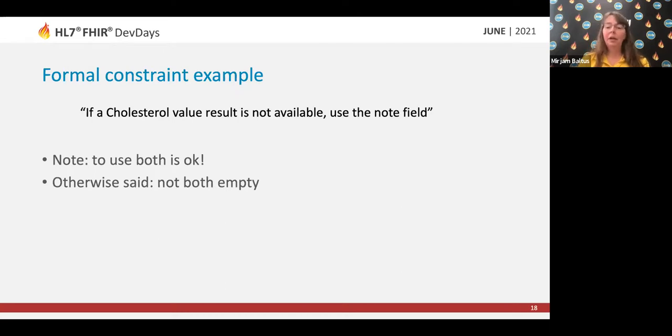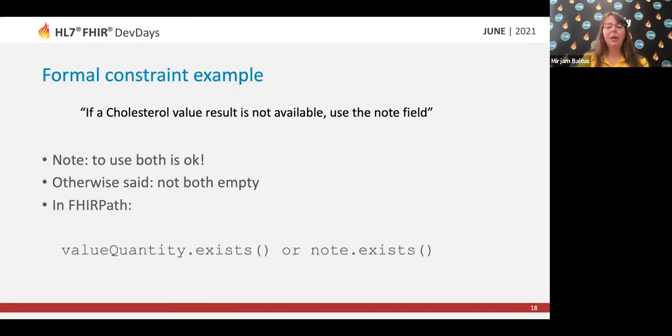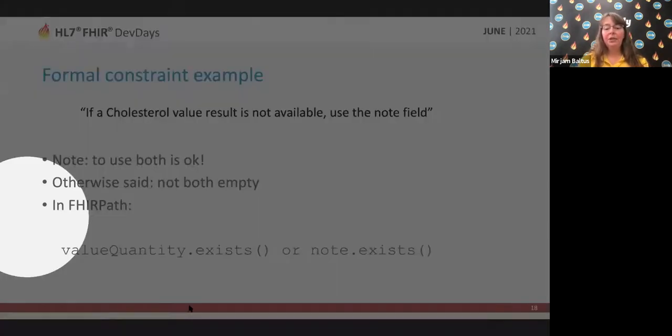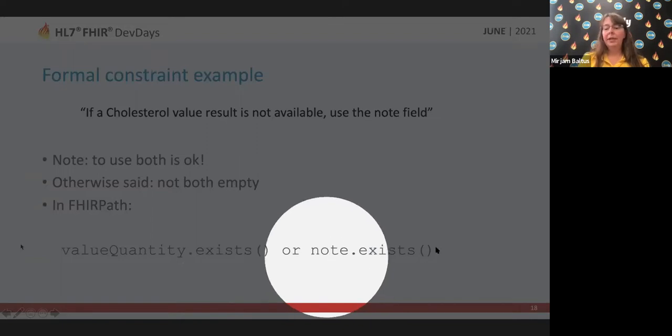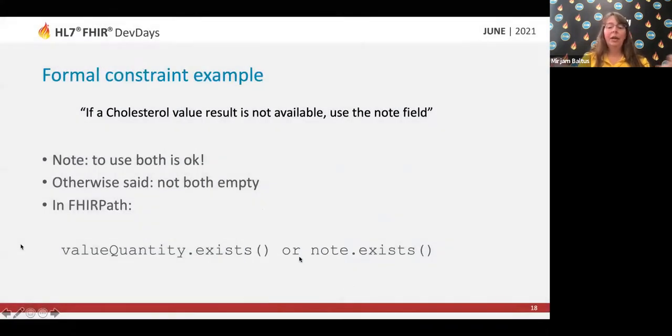And that means that we can do a check with the exists function in order to see whether one of those exists. And if we translate that to a FHIRPath expression, you can say, okay, we take a look at the value quantity field and check whether that exists. So value quantity exists, or note exists. Since this is an or, it's still okay if both exist, but at least one of those has to exist in order for this particular expression to evaluate to true. So we can put this on our profile in order to make sure that this is a rule that is taken into account by the validator.